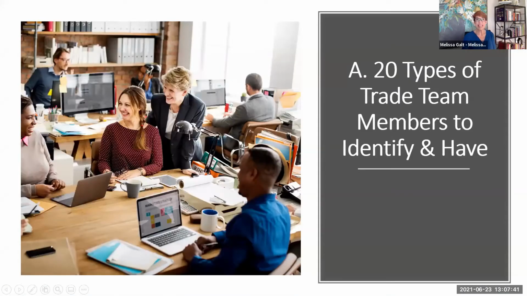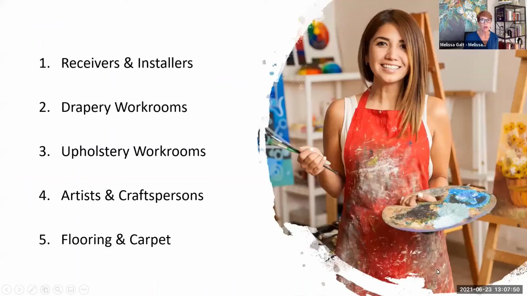So there are 20 types of trade team members to identify and have. Okay, I'm going to walk you through these right now. Receivers and installers, you got to have them. Don't try to fly without them. Drapery workrooms. There's an S on the end of every one of these for a reason. I want you always having a backup.